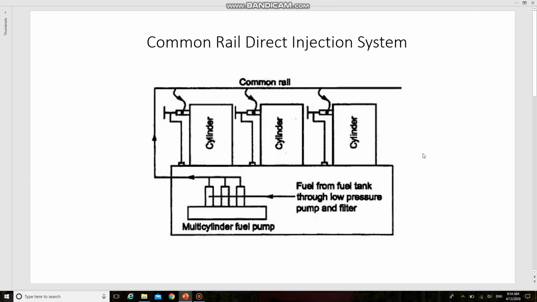At the same time, it also has some disadvantages, like many parts involving complicated design, the production cost is comparatively high, and a higher degree of engine maintenance is required.